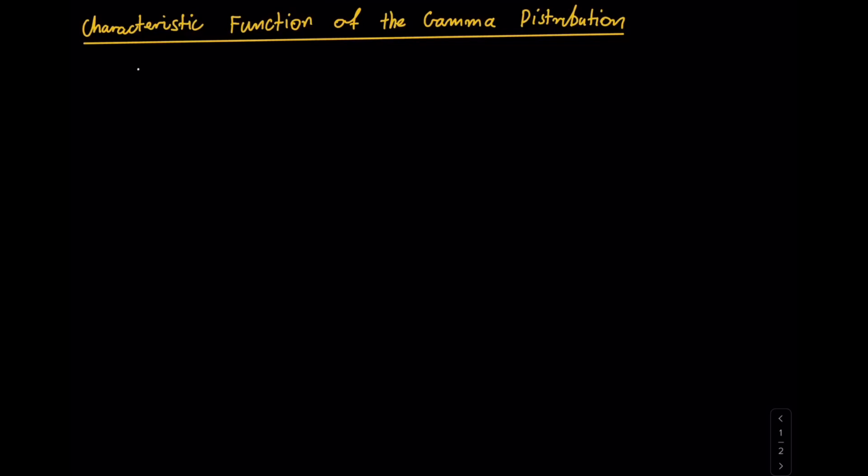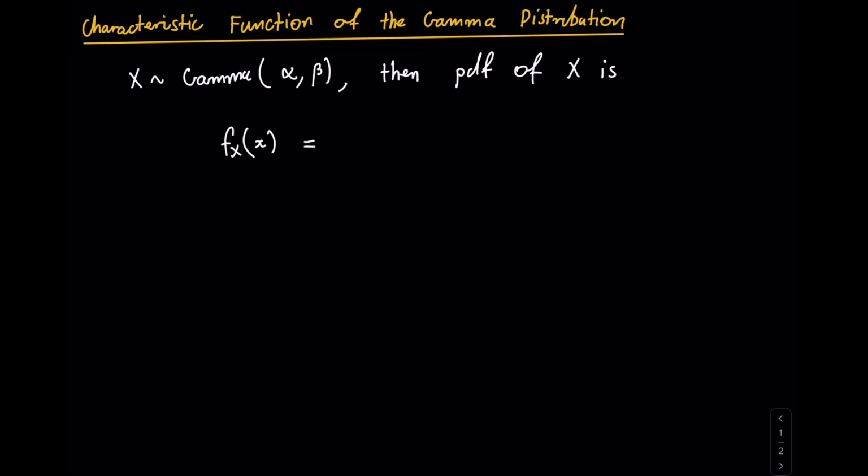Recall that if x has a gamma distribution with, say, parameters alpha and beta, then the PDF, or the probability density function of x, is given by the following. f_X(x) is equal to beta to the alpha all over the gamma function evaluated at alpha, x to the power of alpha minus 1, e to the negative beta x, where x is greater than or equal to 0.